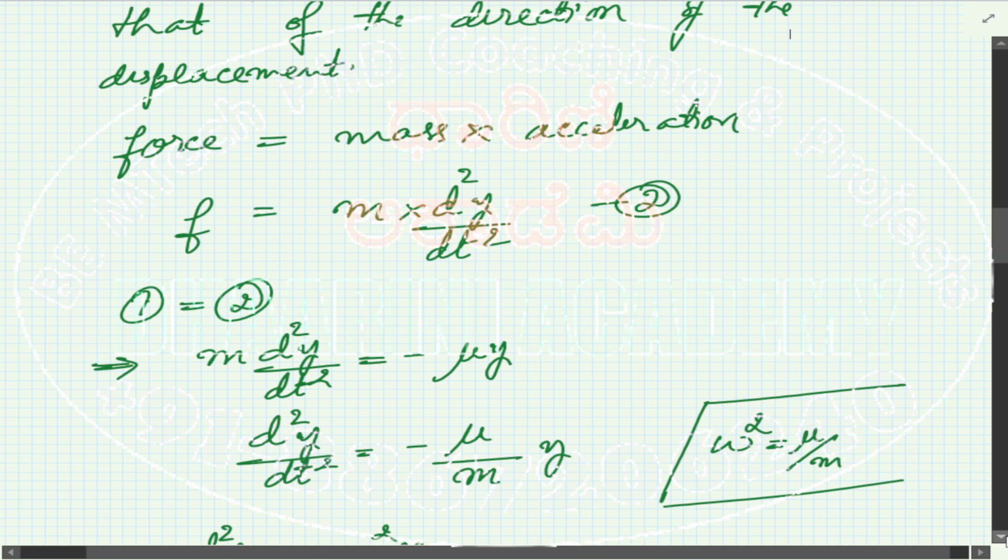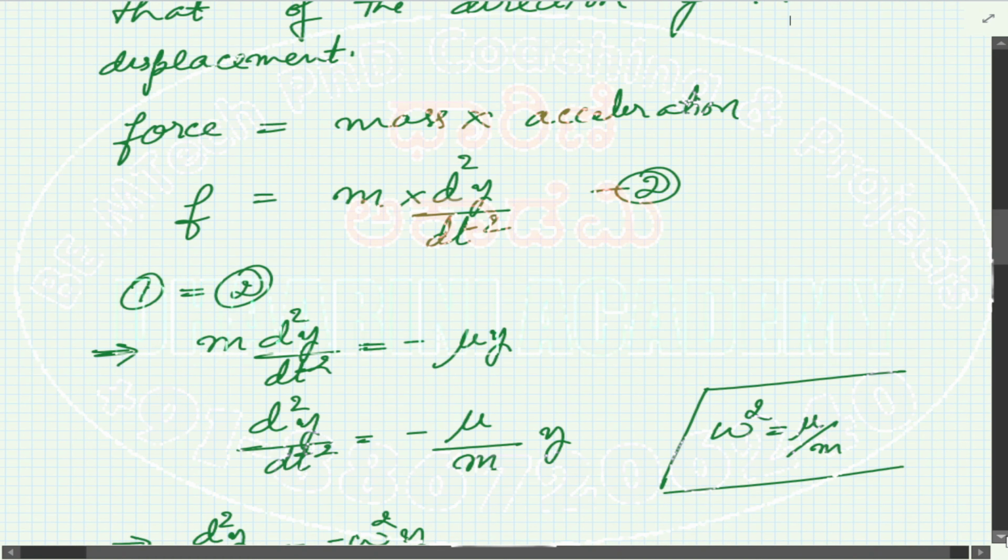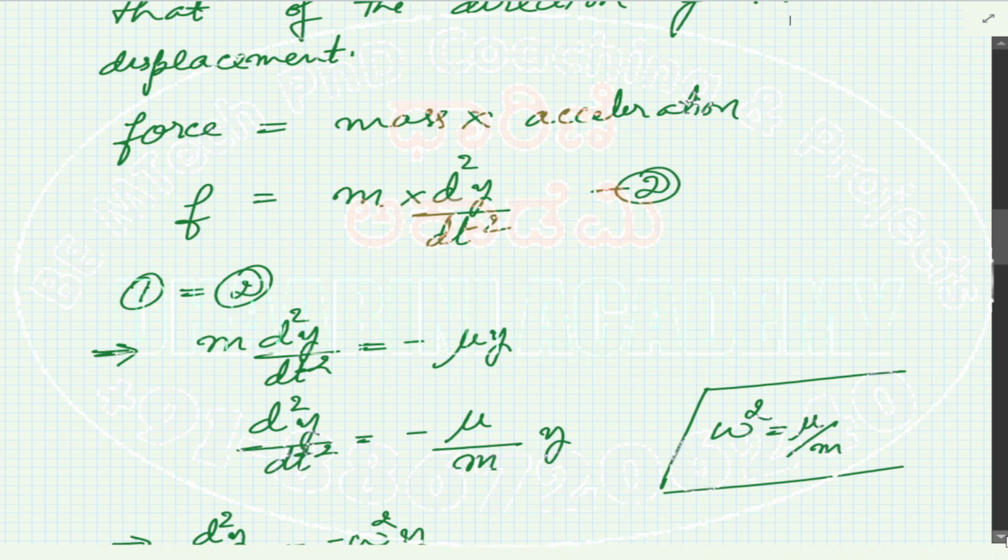Then we know that there are two kinds of expressions for the force. One is mass into acceleration. The mass of the particle is known, and this is equal to m. The acceleration is not known, but the displacement is known. Displacement is y. When y is the displacement of an object, we can directly convert the displacement into acceleration by simply taking the second derivative of that. So d square y by dt square is the acceleration. We'll call this equation number 2.